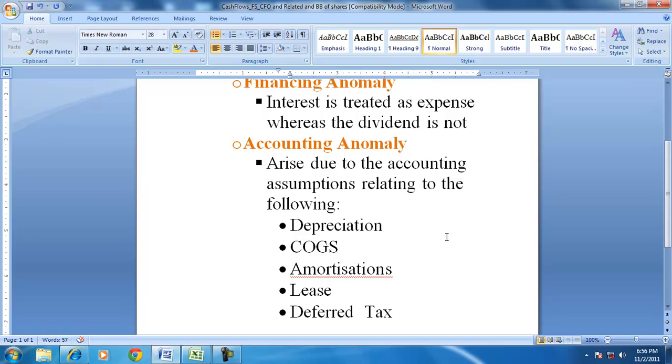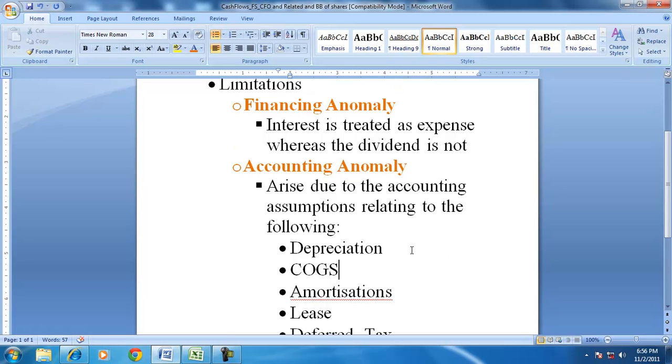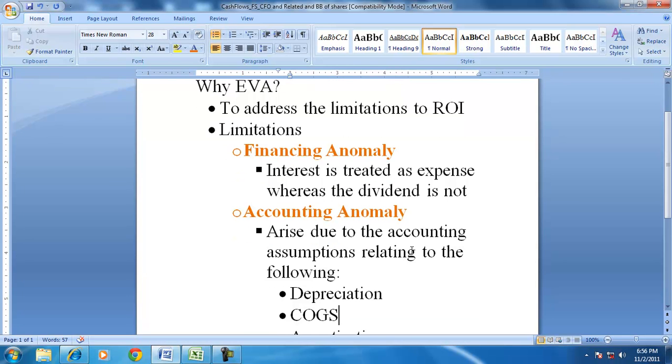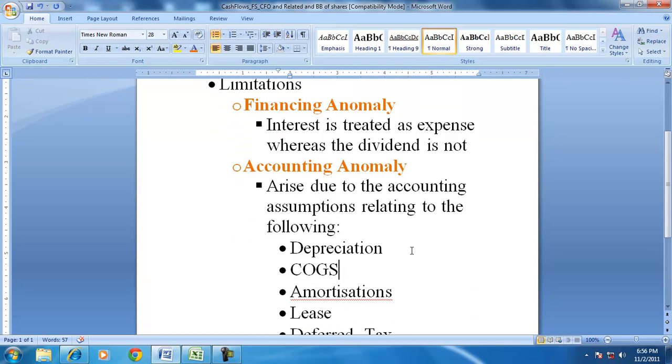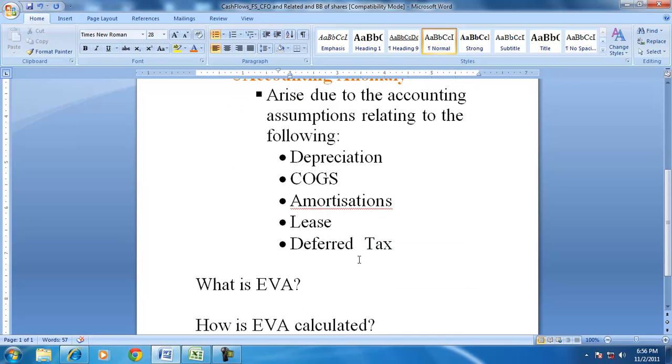So sometimes these assumptions may make the financial statements not reflect the economic reality. So the balance sheet and the annual statement of operation, that is the income statement, may not reflect the economic reality. Therefore these are called accounting anomalies, and EVA tries to address these two anomalies, and we'll see how these limitations are addressed by EVA. But what is this EVA?